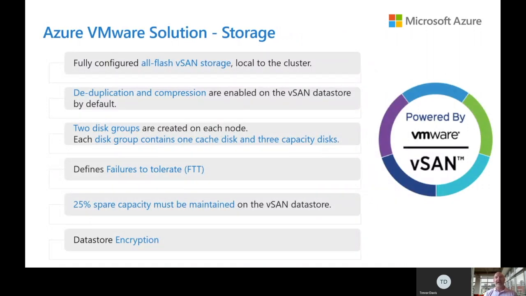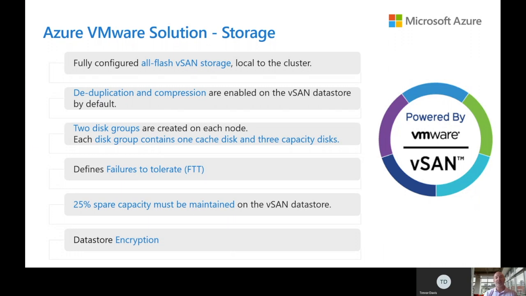So storage, not surprisingly, right? It is a VSAN enabled cluster. So your clusters are fully hyperconverged, powered and backed by VSAN. All flash storage, deduplication and compression is enabled. The architecture of the host, 2 disk groups. Each of those disk groups has 3 capacity disks, 1 cache disk. So there is redundancy inside the host.